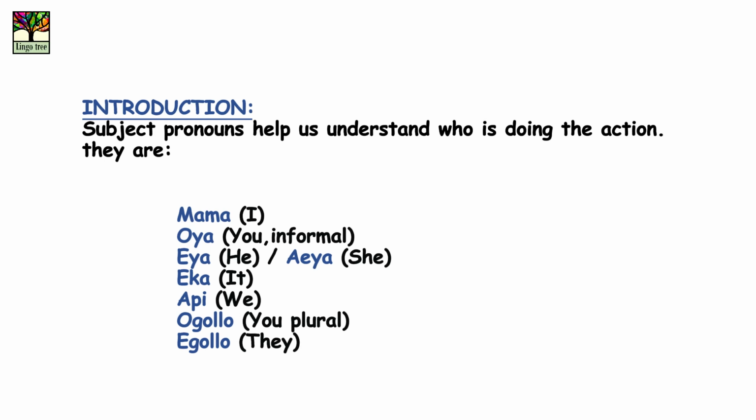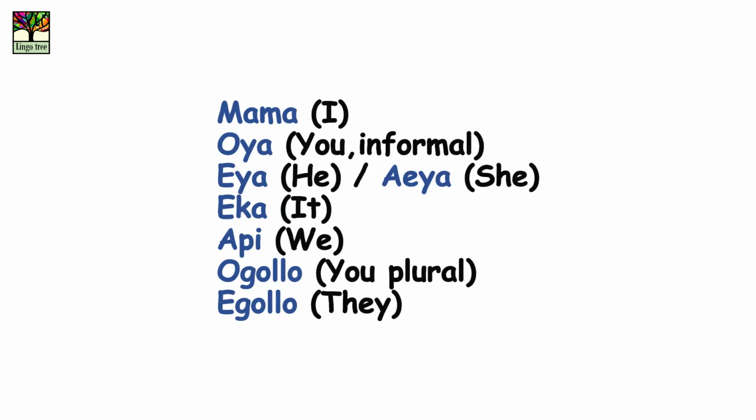The Sinhala subject pronouns are මම, I, ඔයා, you, එයා, he, ඇය, she, ඒක, it, අපි, we, ඕගොල්ලෝ, you, plural, ඒගොල්ලෝ, they. මම, ඔයා, එයා, ඇය, ඒක, අපි, ඕගොල්ලෝ, ඒගොල්ලෝ.